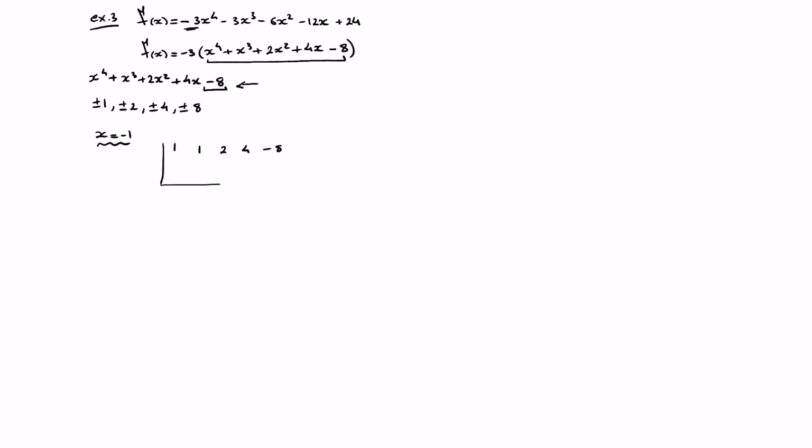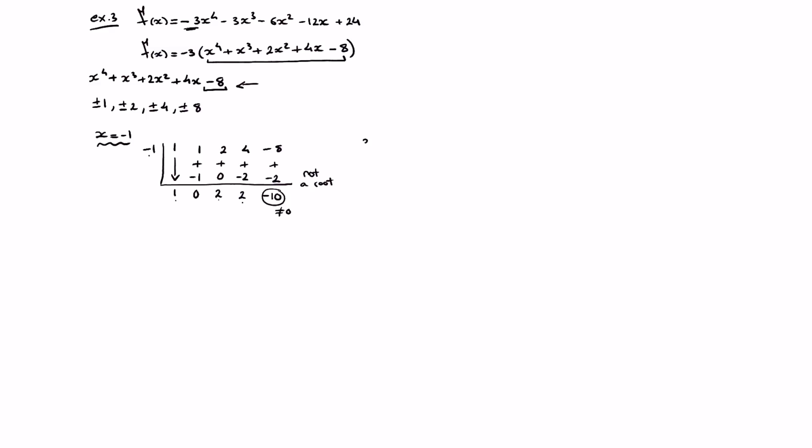And so using the nested scheme, we make our table, and we're evaluating at negative 1. We carry down the 1. Negative 1 times 1 is negative 1. 1 plus negative 1 is 0. Negative 1 times 0 is 0. 2 plus 0 is 2. Negative 1 times 2 is negative 2. 4 plus negative 2 is 2. Negative 1 times 2 is negative 2. And finally, negative 8 plus negative 2 is negative 10. And since this is not equal to 0, this is not a root. Okay, so let's move on to the next.